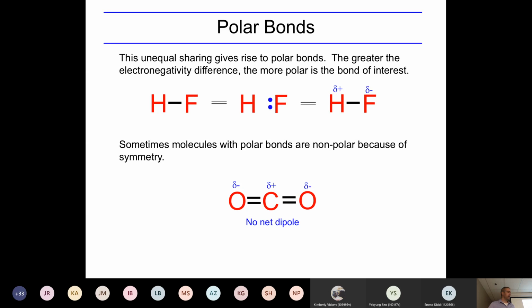Carbon dioxide has two polar bonds, but because of the shape of the molecule, because it's linear, those two polar bonds exactly cancel out. So we would say that carbon dioxide has polar bonds, but it has no net dipole. The molecule itself is nonpolar. So again, this is hopefully bringing back great memories from first year chem, all this Lewis structure stuff.